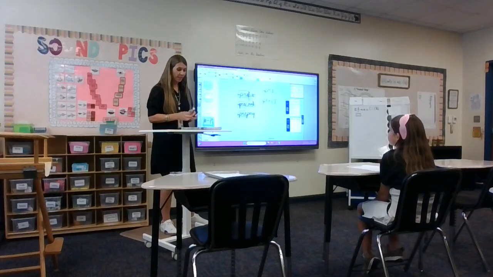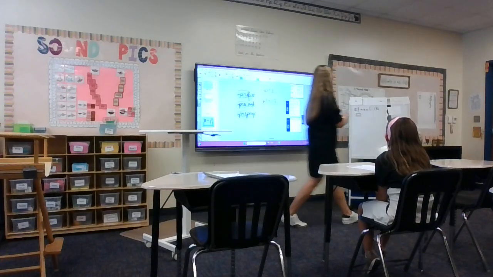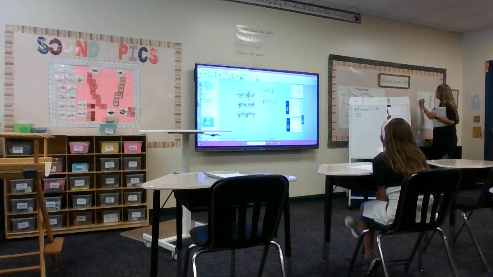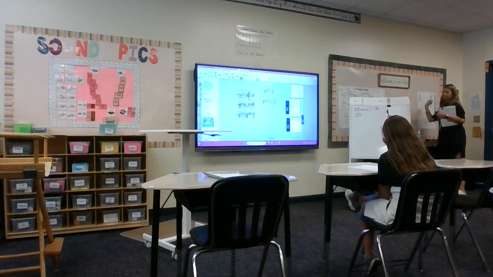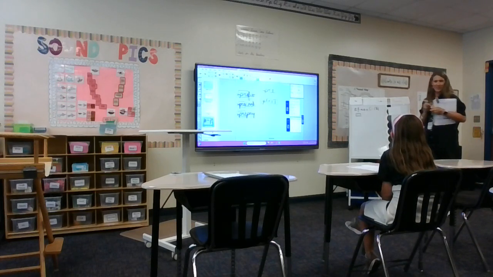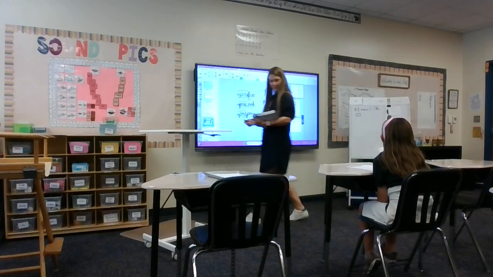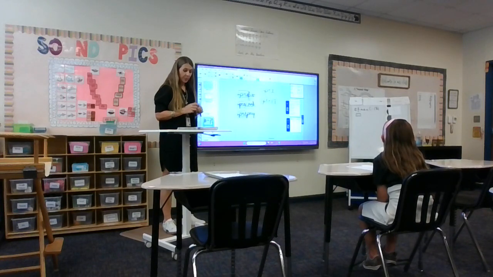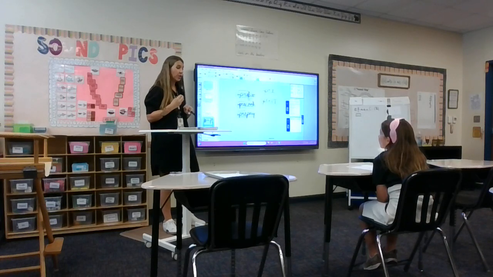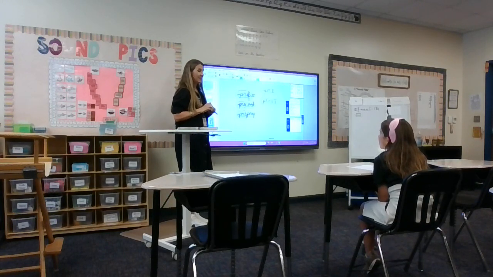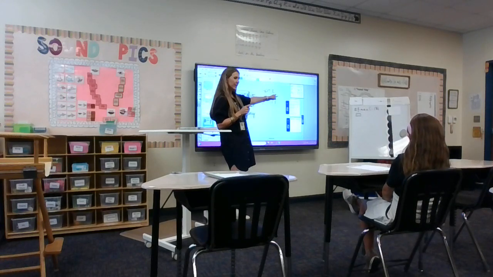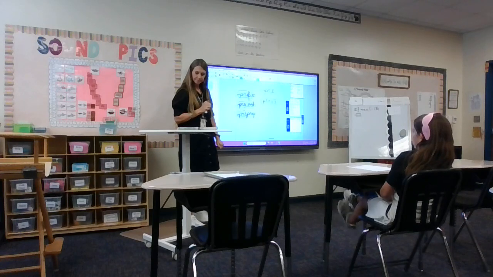So let's go ahead and add this to our grapheme chart. I'm going to add pre to the prefixes. P, R, E. Now, we've got a good list going. Is the prefix pre a vowel or consonant prefix? You got it. It's a vowel prefix because the last letter is a vowel, E.